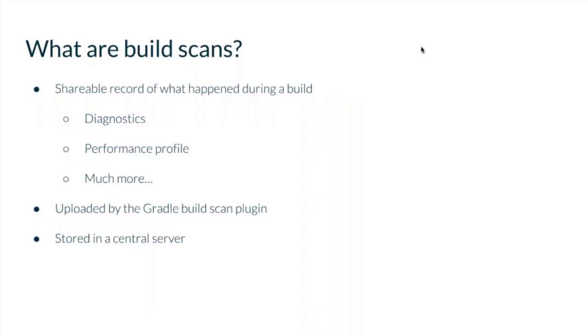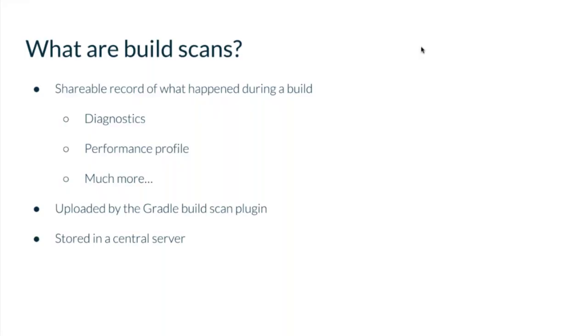So what are build scans, if you haven't come across build scans yet? Build scans are a shareable record of what happened during a build. So that contains a lot of diagnostic information. If the build fails, a lot of information about why it failed, and all kinds of things to help reason about that. The performance profile is a significant part of it, and there's many aspects to build performance, and the build scan represents a lot of those and lets you really dig in and make things fast and keep things fast, which is critical, which we'll come back to. And there's much more as well.